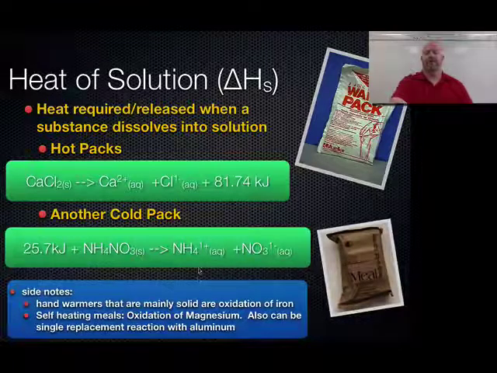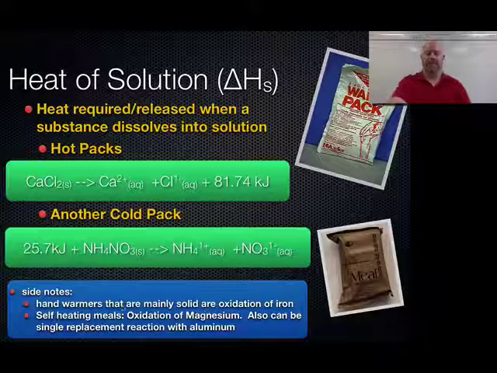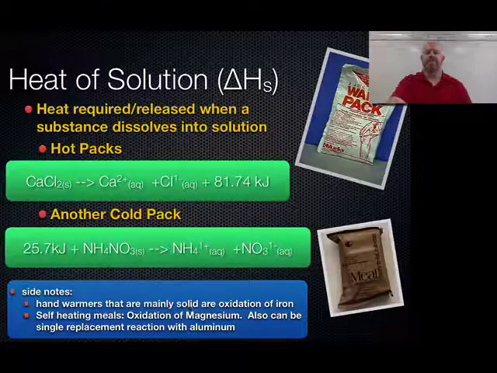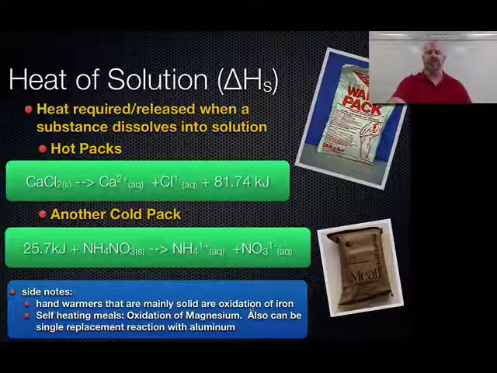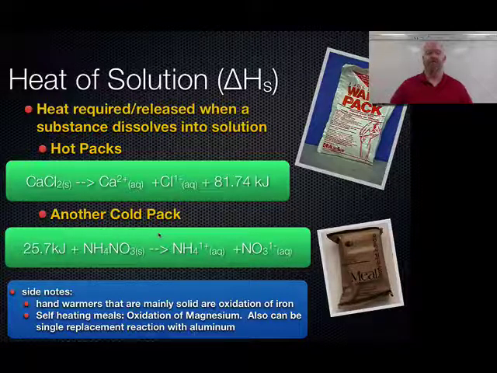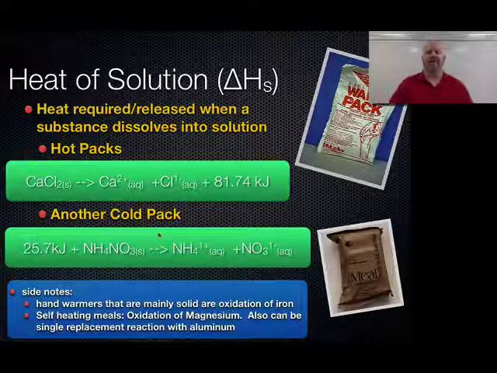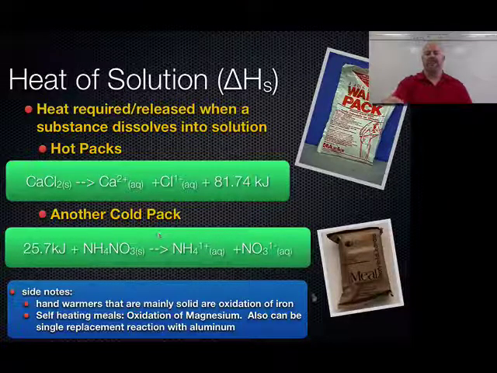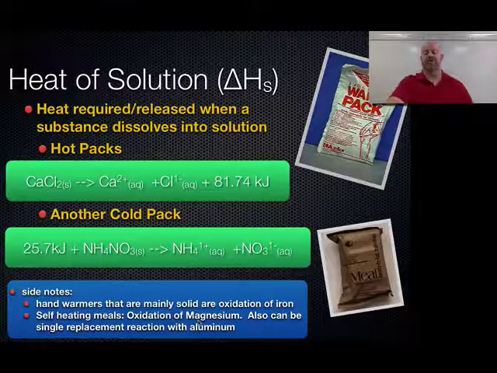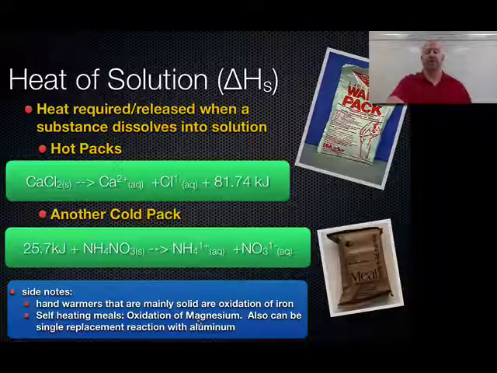Okay? Now, a little side note, if you're wondering about the hand warmers, those disposable ones you buy before football games, hockey games, that kind of stuff, those are usually oxidation of iron, so there is no solution there. What they do is you break them open, squish them around, and then the iron starts to oxidize in there, which is also exothermic. And if you ever dealt with self-heating meals, it's exactly the same process. They just use more of it, and they use magnesium, which generates a more exothermic process than the iron would.